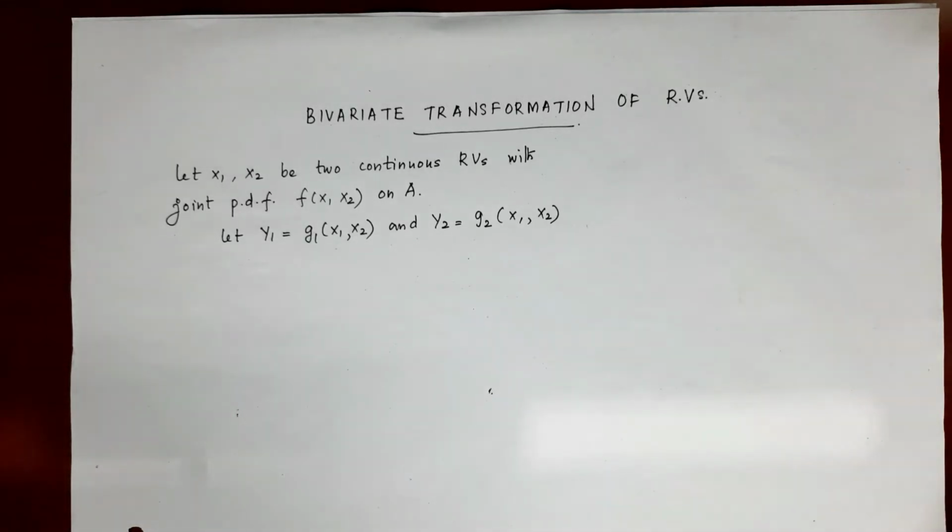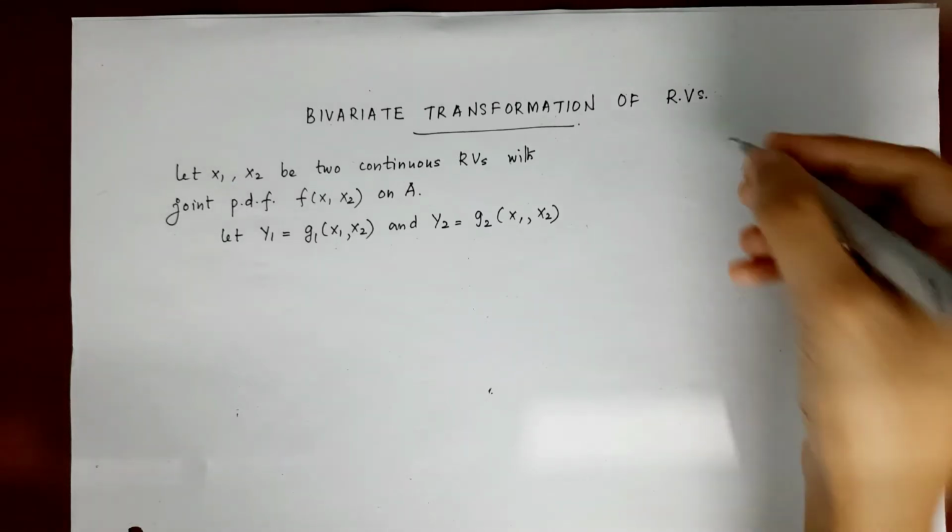The bivariate transformation of random variables. To consider the bivariate transformation of random variables, we have two random variables x1 and x2. Both are continuous random variables with a joint PDF f of x1, x2. Now we might be required to find a transformation of these variables into another variable.